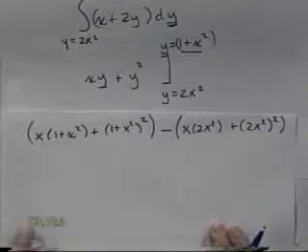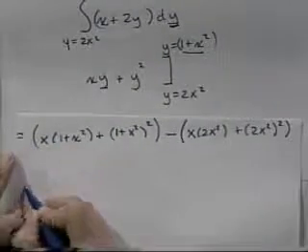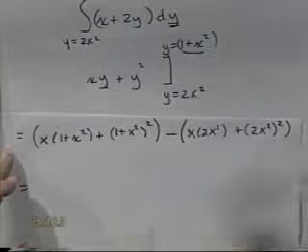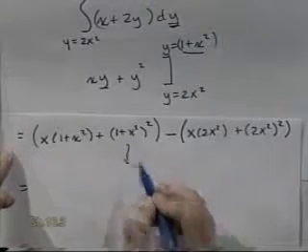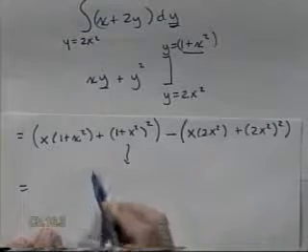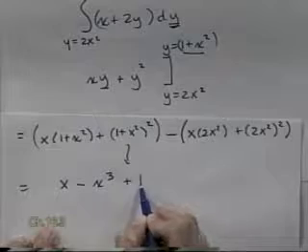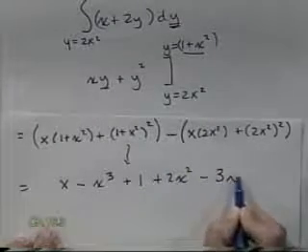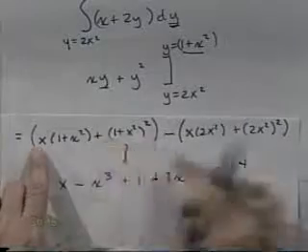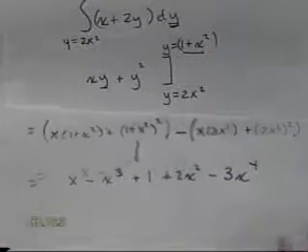Everybody with me? Okay? Now time is of the essence, and I don't want to bore you to tears with multiplying things out and combining similar terms. And if you're in Calculus 3, you can do that. So I already took the liberty of doing that, and I ended up getting x minus x cubed plus 1 plus 2x squared minus 3x to the fourth. Just multiplying things out and combining similar terms. So now what are we going to do with that?